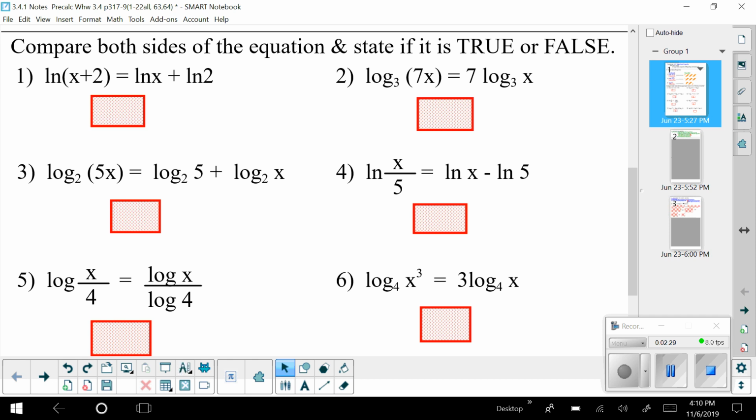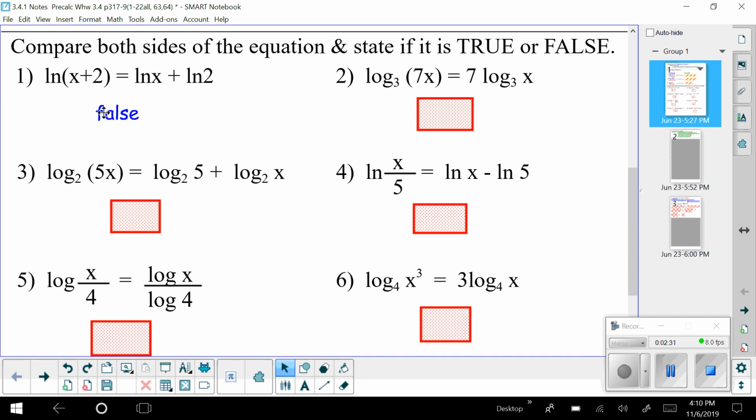Correct answer is false. And the reason is because inside of my parentheses, we have addition going on, not multiplication. So this one is absolutely not true. Okay, problem number 2, log base 3 of the quantity 7x is equal to 7 times the log base 3 of x. True or false? This one is false as well. Inside of our parentheses, we have multiplication going on. The only time that we move a number out front is if it were an exponent.